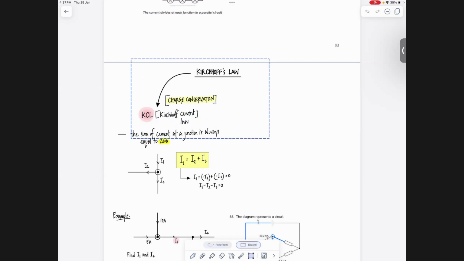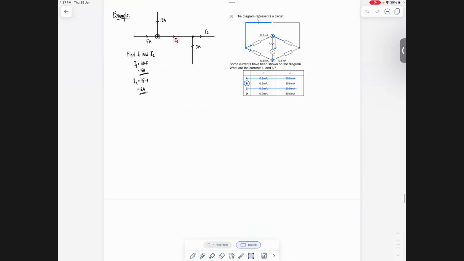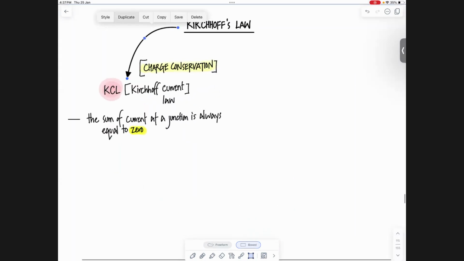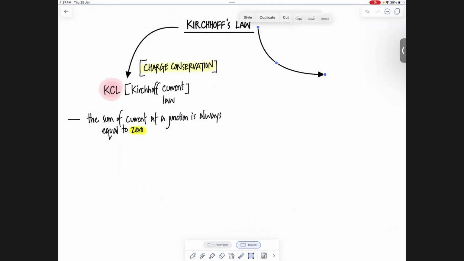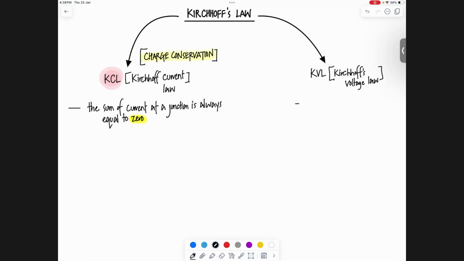I'm putting this here. Right, so let's see the second law now. You've done the second law before, but not the way we are going to do it right now. This is called the KVL, Kirchhoff voltage law. And what does the law state? Let me say it first, then we check. You have heard this law before.